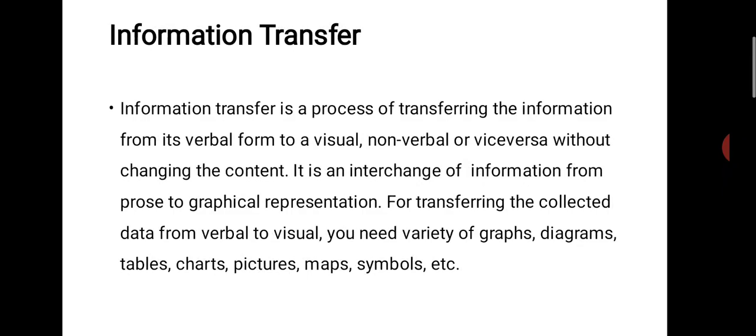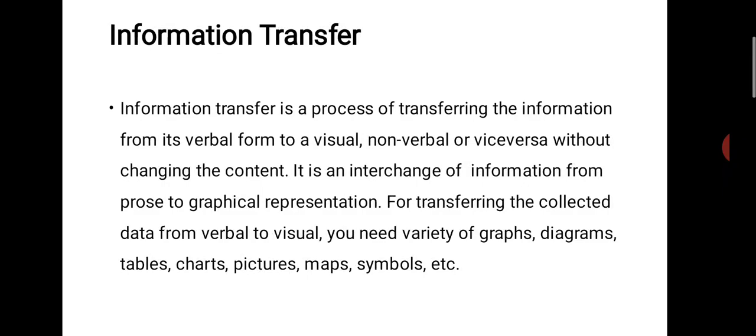See, in this particular module, you are going to understand how visual presentation is important and how it is brief. You are going to transfer one paragraph into a table, or you are going to transfer any table into paragraph writing. This is the way of presentation of information transfer.